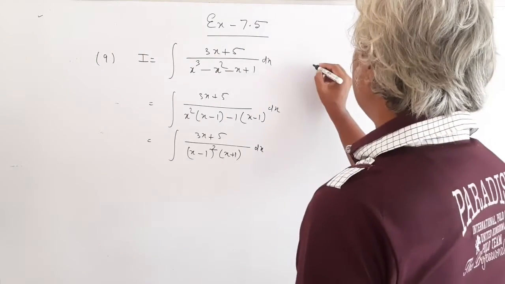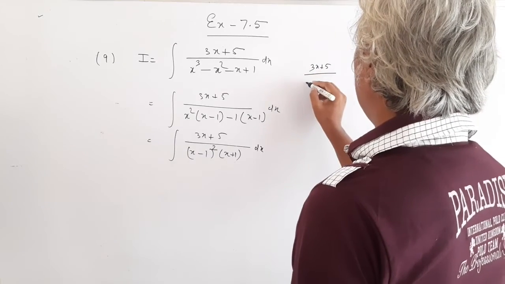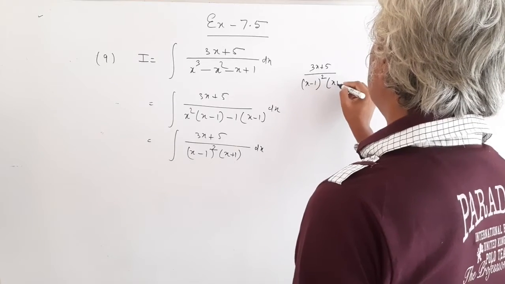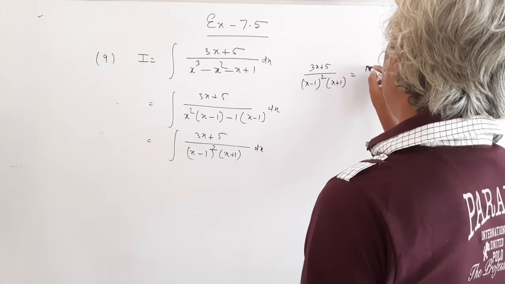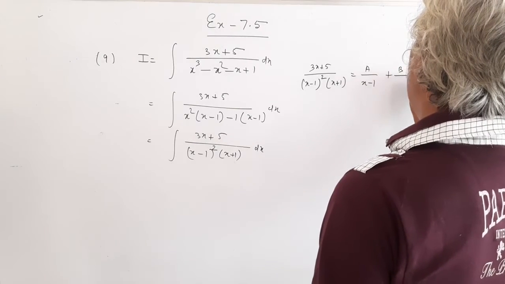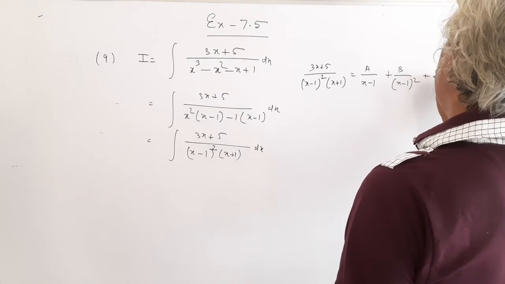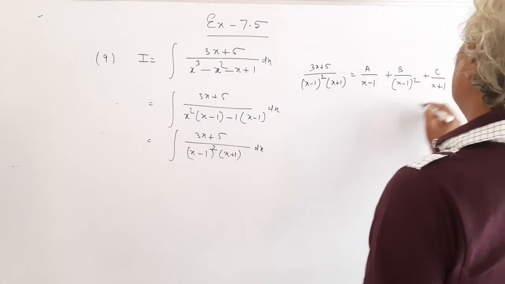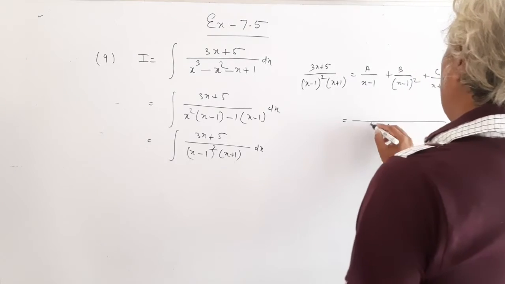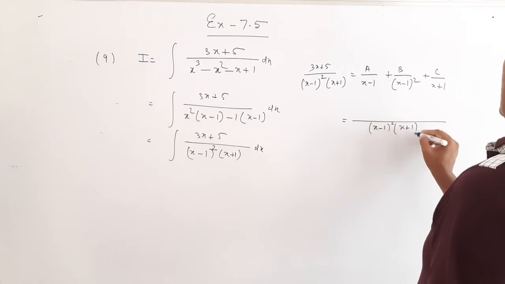So we write this thing, (3x plus 5) over (x minus 1) whole square times (x plus 1), as a over x minus 1, plus b over (x minus 1) whole square, plus c over x plus 1. Take the LCM. This is (x minus 1) whole square and (x plus 1).